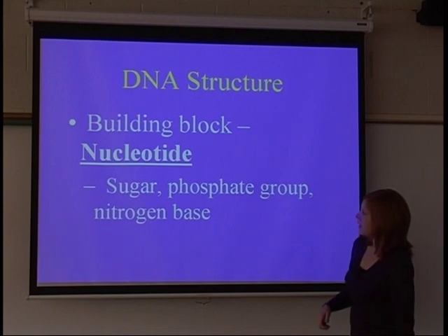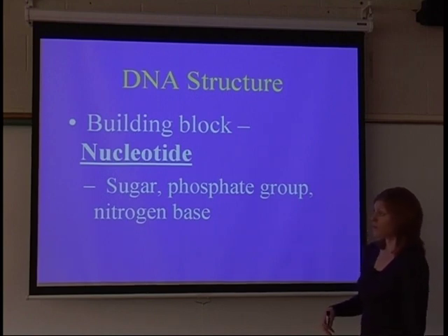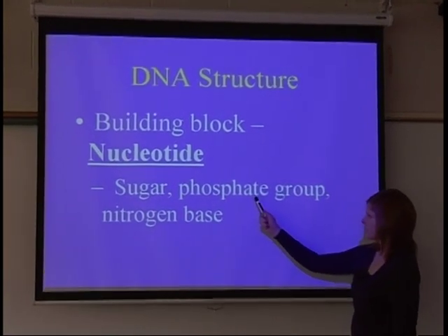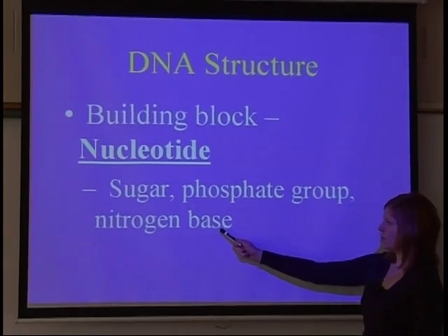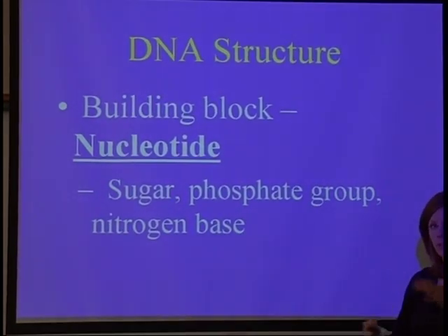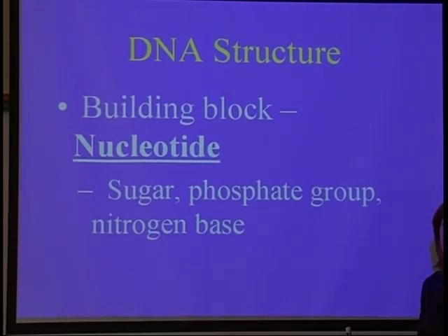So the structure of DNA is made of a building block called a nucleotide. A nucleotide has three main parts to it. There's a sugar, a phosphate group, and a nitrogen base. And it's just putting these nucleotides together that makes DNA.